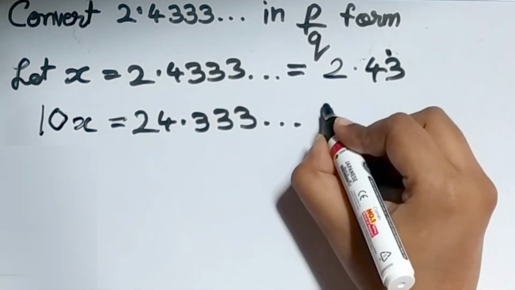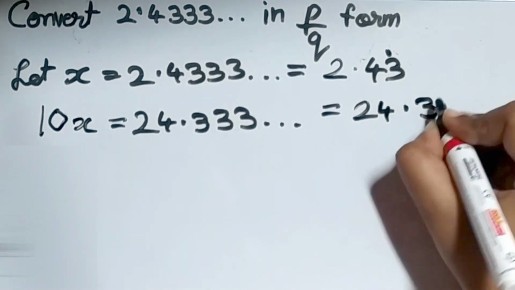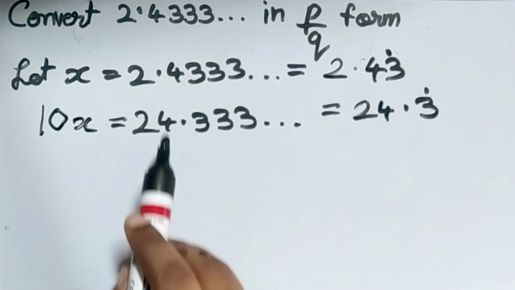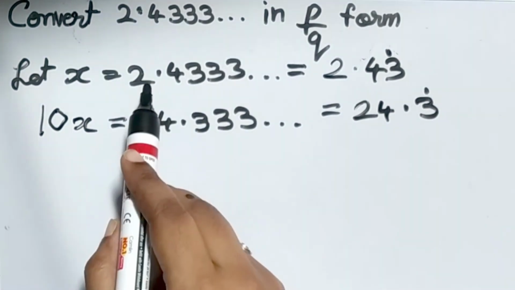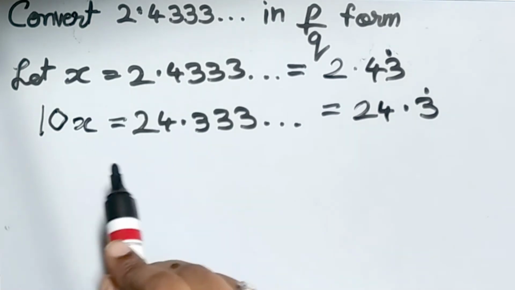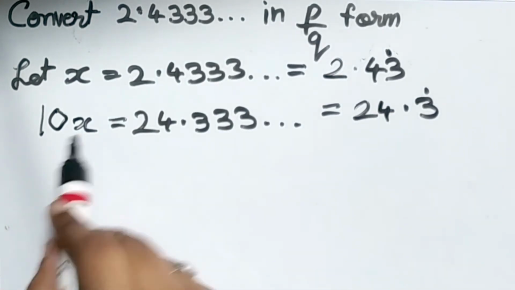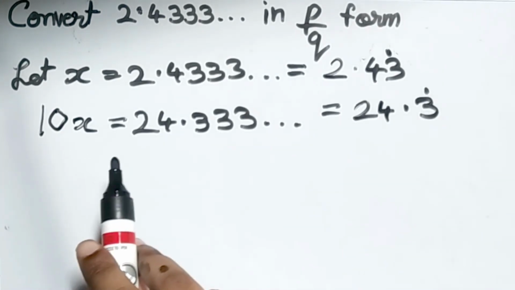So what did we get here? 24.3, repeating 3. Understood why we have done this? Because after the decimal point only the repeating number should be there. So we shifted the decimal after 4. Now how can you shift the decimal? By multiplying by 10. Now it is similar to the first sum. First sum we have seen, right?